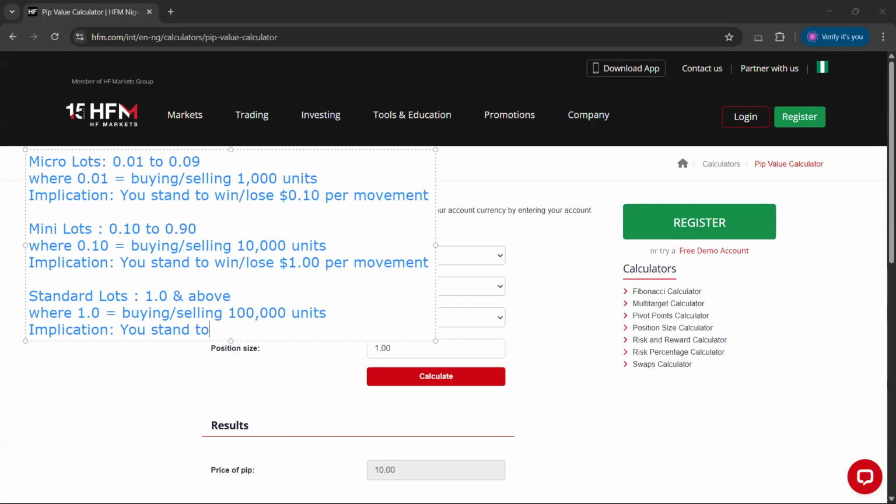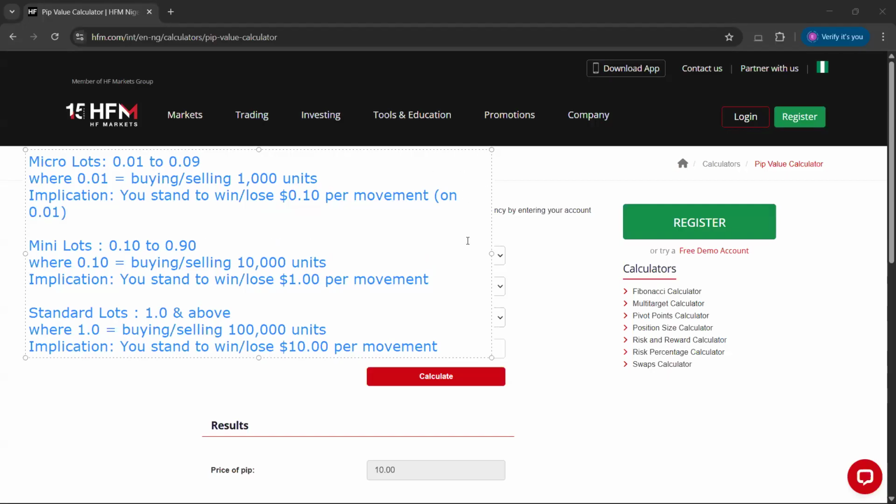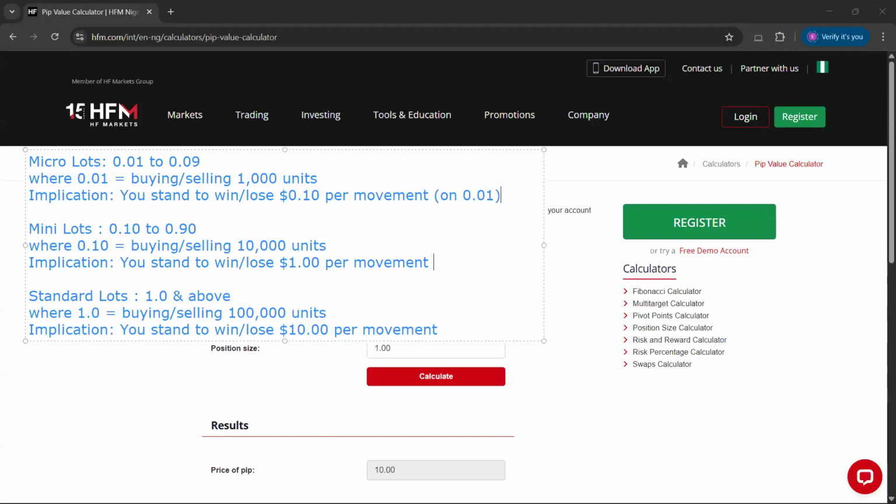Implication, you stand to win or lose $10 per movement. Now, this is actually common knowledge for most people. And there's a reason why I did this. Please note that this is on 0.01, not all of the micro lot. This is on 0.10, not all of the mini lot. And this is on 1.0, not all of the standard lots.